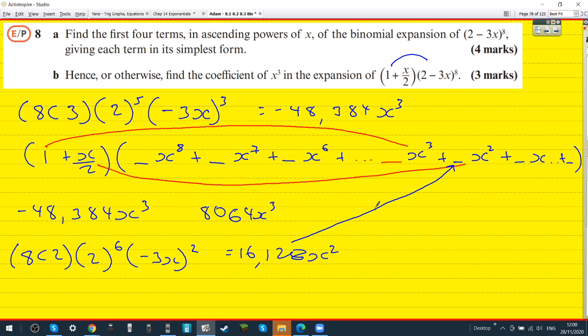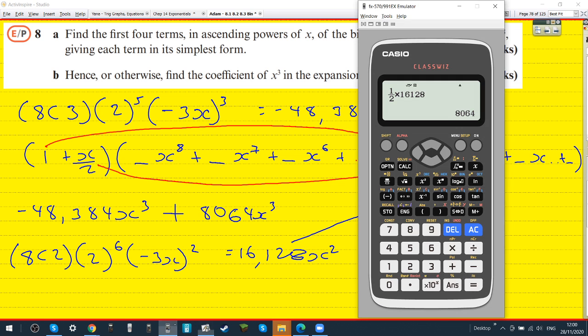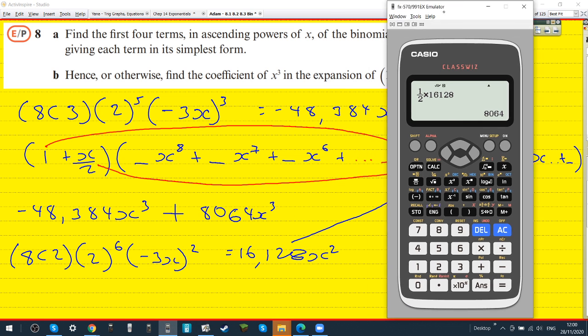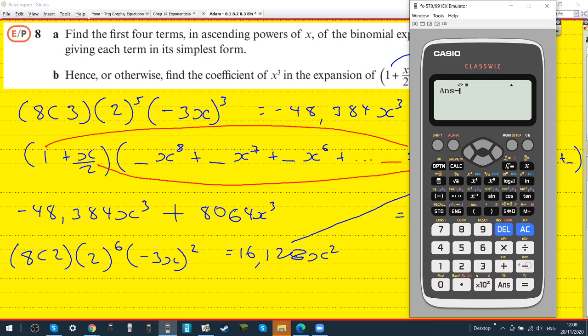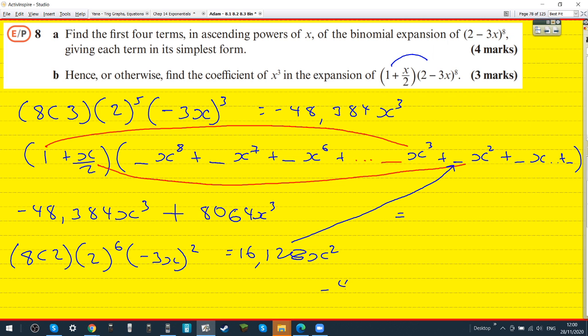So how would you get the overall x cubed answer after you simplify everything? Would you take them away? Just combine them, add them. All of them? Just those two, because those are the only two that will give us x cubed. Okay. Minus 40,320.